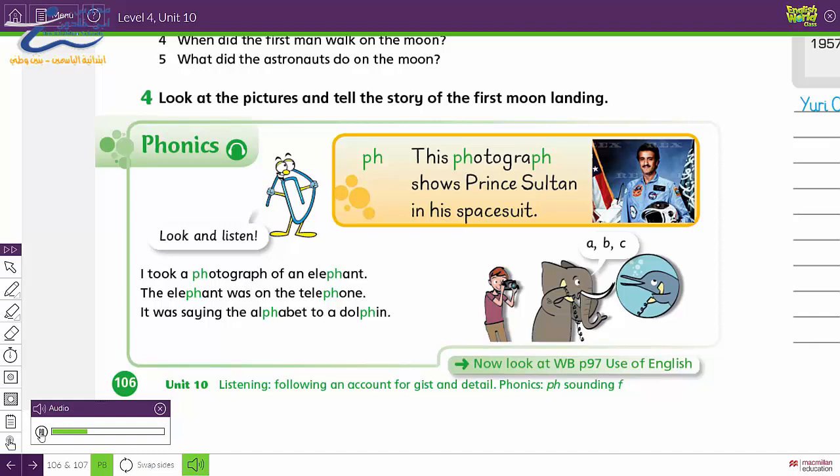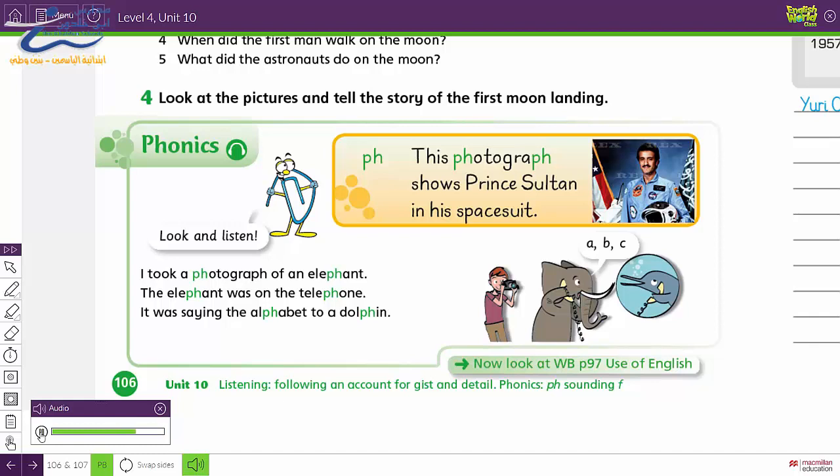This photograph shows Prince Sultan in his spacesuit. This photograph shows Prince Sultan in his spacesuit.